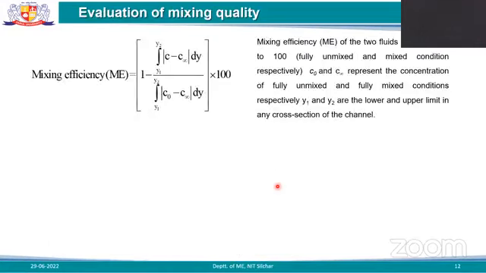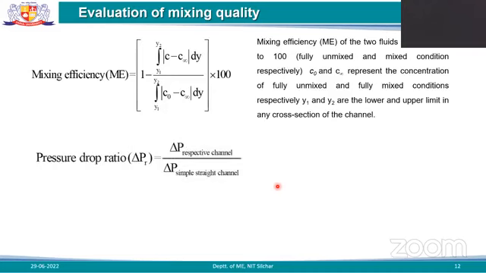which is required to define the mixing. And finally, the results are quantified in terms of mixing efficiency, which is calculated by this equation. Whenever we get zero, that is the fully unmixed condition, and when we get 100, that is the fully mixed condition. So it varies from 0 to 100, and pressure drop is also calculated.